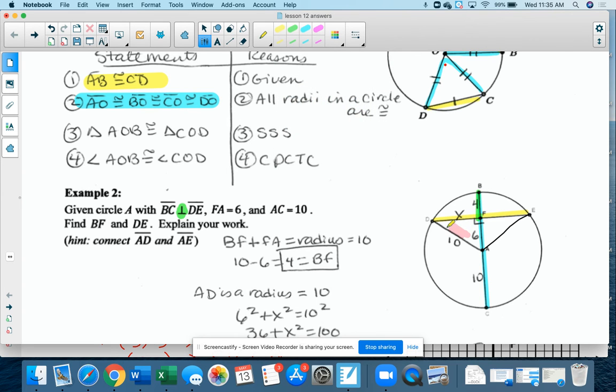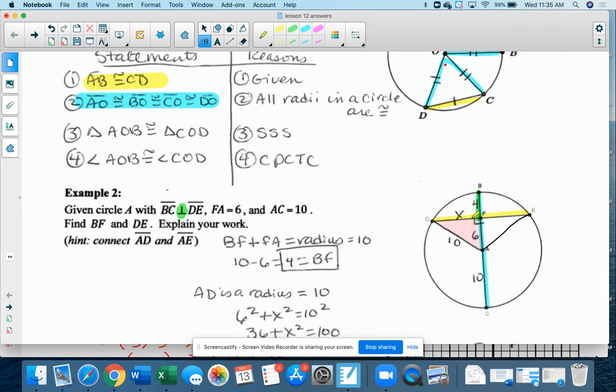This right here is a right triangle. Now, how do I know it's a right triangle? Remember back in the given, they told me that BC is perpendicular to DE. So this is a right angle right there. I know this is 6 because they told me that. AD is just another radius, so AD is 10. So I can find DF and then double it to find DE.